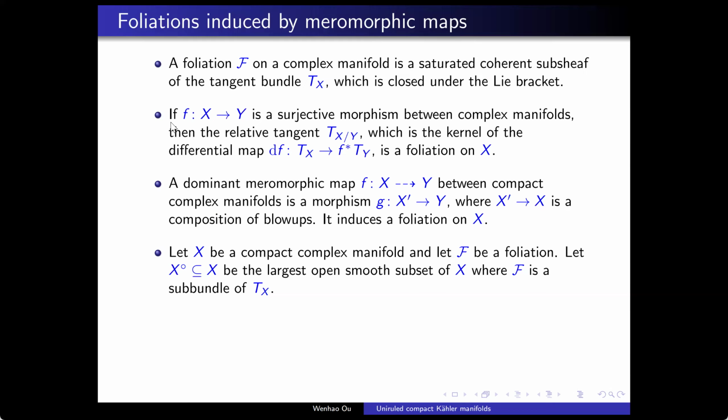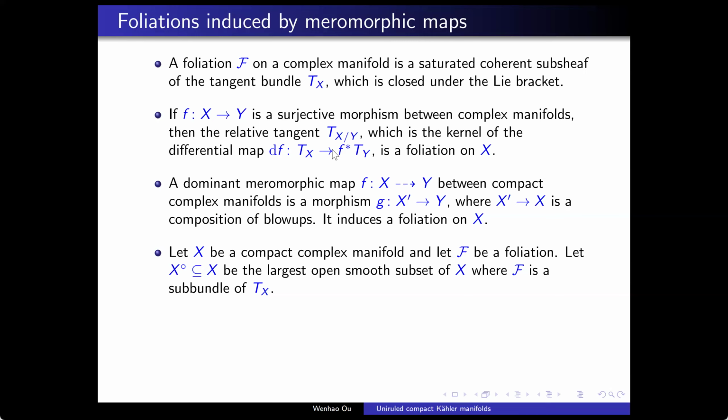Now there is a very typical example of foliation, which is given by the relative tangent. So consider a surjective morphism between complex manifolds, f from X to Y. Then the relative tangent, T_{X/Y}, is defined as the kernel of the differential map df from T_X to the pullback of T_Y. And it is a classical result that this kernel is a foliation on X.